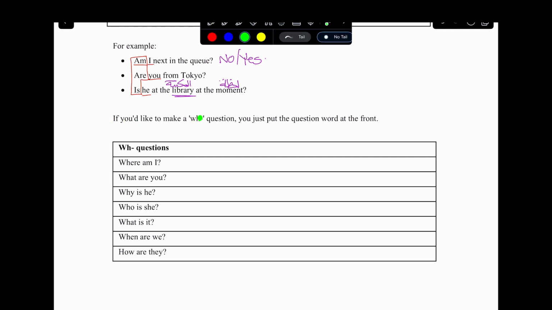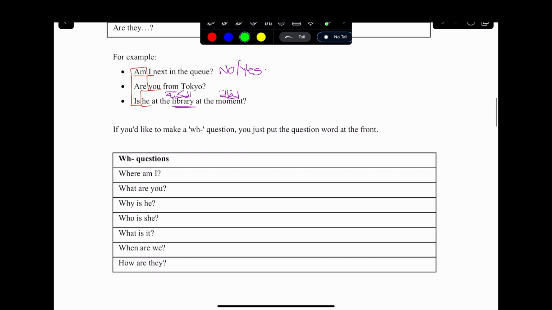If you'd like to make a WH question, you just put the question word at the front. So أيضا نستطيع أن نستخدم verb to be مع WH question. So الأسئلة التي تبدأ ب WH. وعندما نقرر أن نستخدم ال WH question، أولا نكتب ال WH question وبعد ذلك verb to be وبعد ذلك ال subject. Where am I? أين أنا؟ So where the WH question أولا وبعد ذلك أتى verb to be am وبعد ذلك ال subject I.